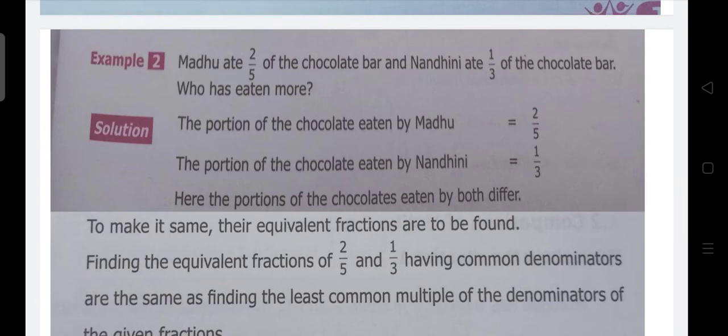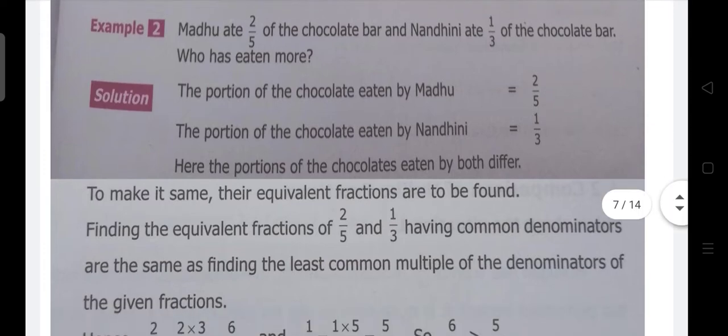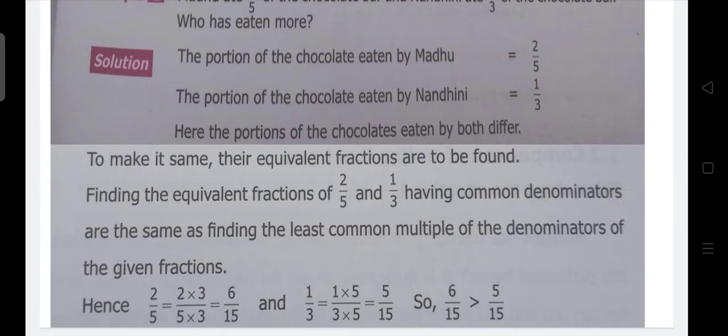Now 2/5, we have to find the equivalent fractions of 2/5. Finding the equivalent fractions of 2/5 and 1/3 having common denominators is the same as finding the least common multiple of the denominators of the given fractions. 2/5 is equal to 2 into 3/5 into 3, that is 6/15, and 1/3 is equal to 1 into 5/3 into 5, that is 5/15. Here we got both the denominators as 15.